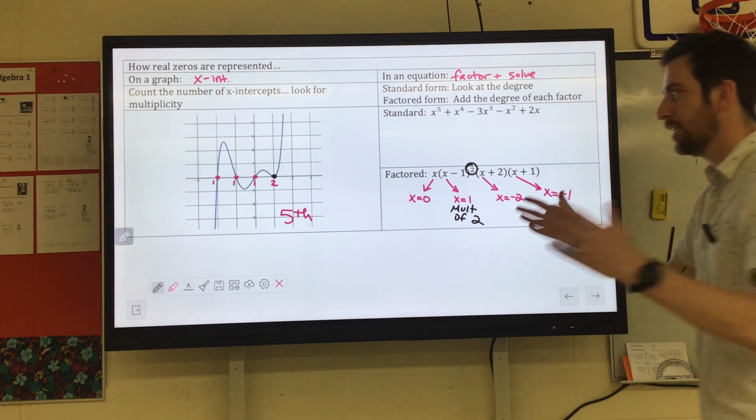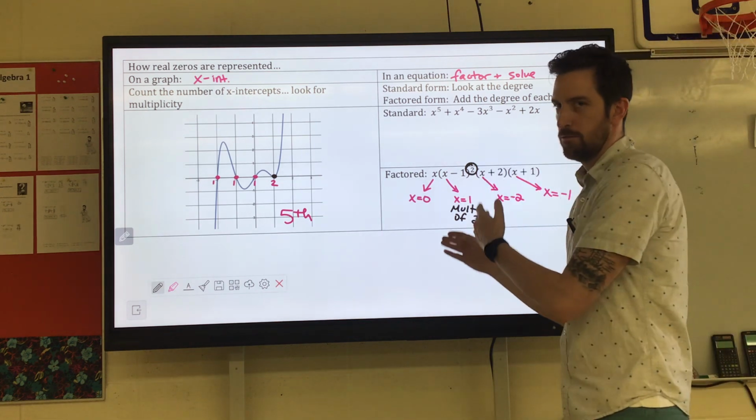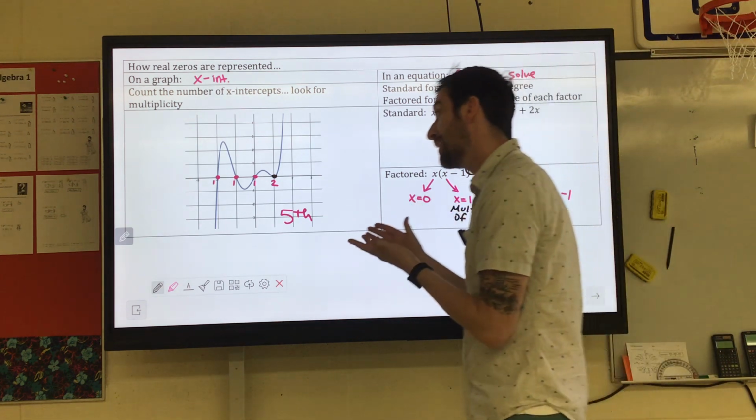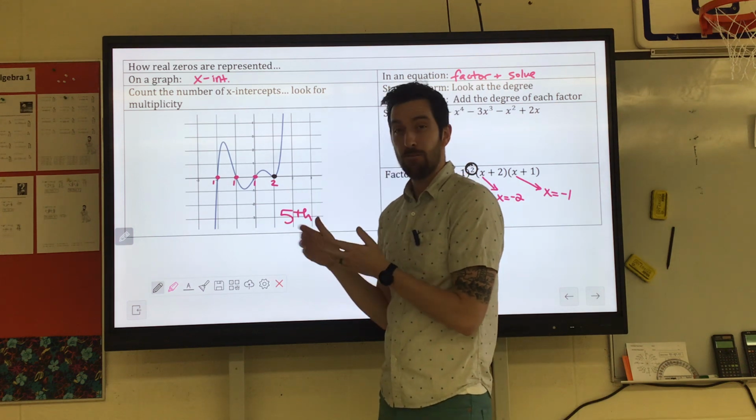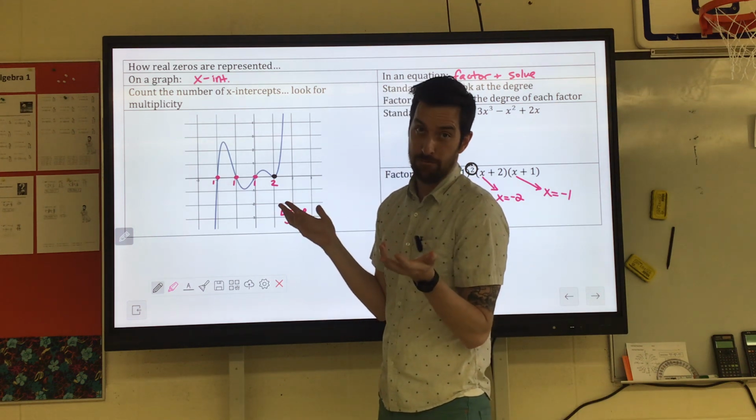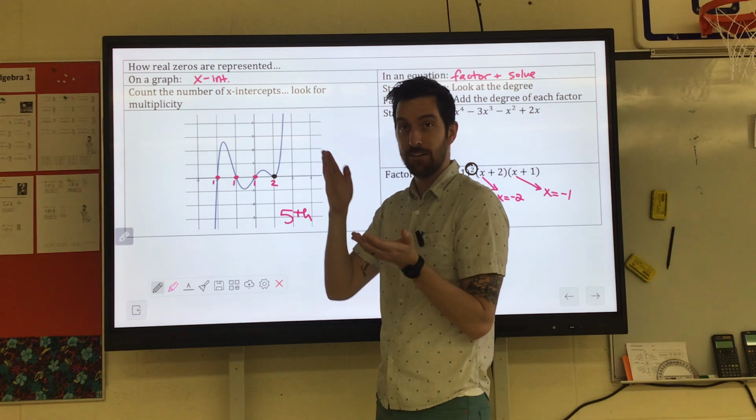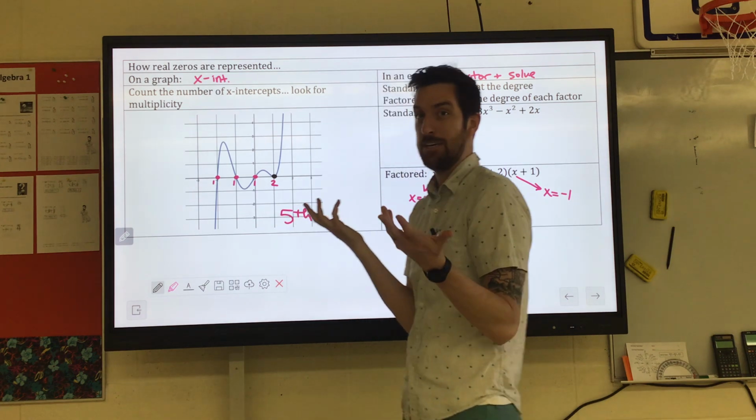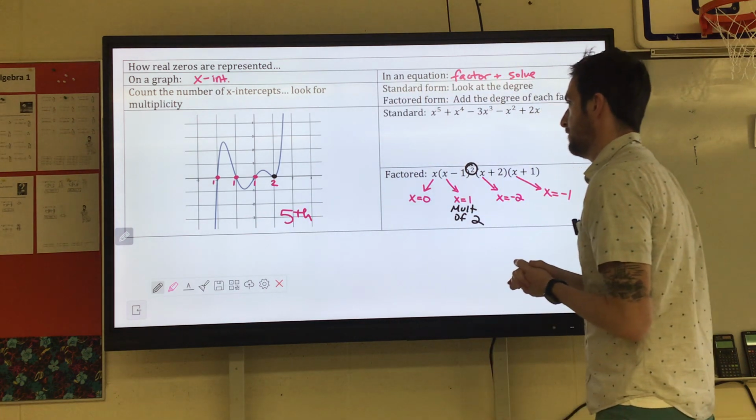It's easier to see multiplicity in factored form rather than a graph, because technically that could be something squared or it could be something to the 8th power, right? Because if it's even, it hits it and turns around. So you can't really tell. And that's it.